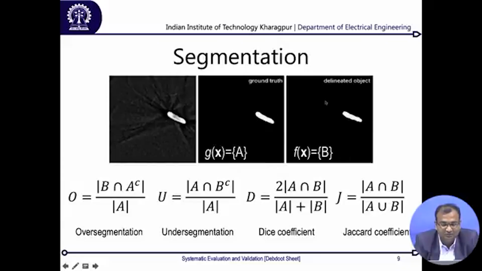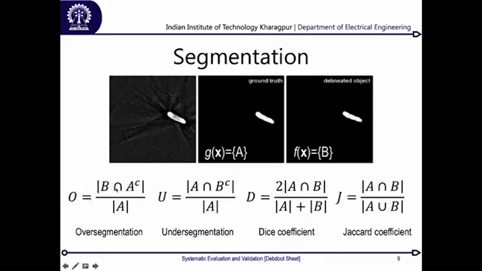Similarly, there is a performance from your algorithm, whatever you are designing, and that's called the delineated object. We represent it in a similar way, f(x), and the set of these object points marked over there is called B. Now in order to evaluate segmentation, we have 4 different measures. One of them is called over segmentation, and this is basically the number of pixels which are said to belong to the object as per your segmentation, but actually do not belong to the object. So there I do an intersection with the complement of the ground truth. You are always going to divide it by the number of samples present in the ground truth itself, because that's the normalizing factor in all cases.